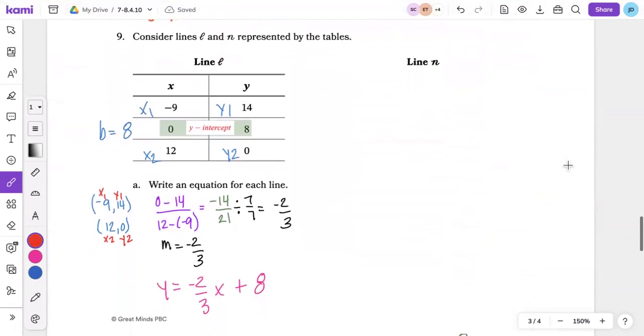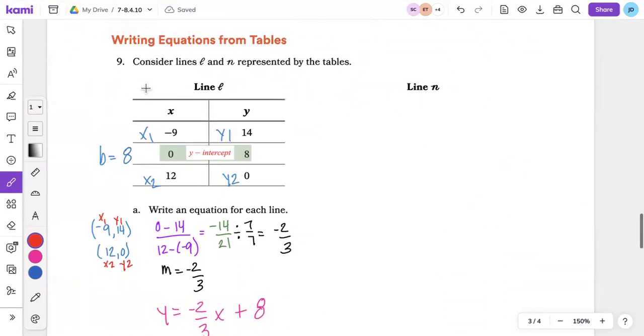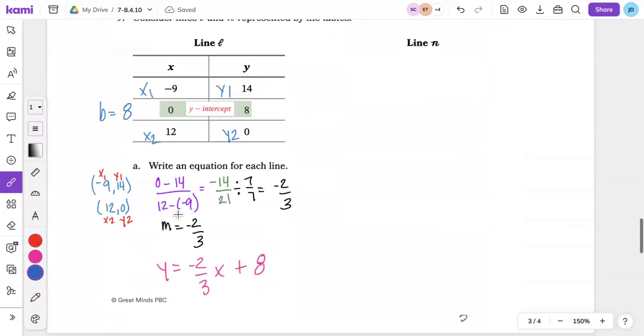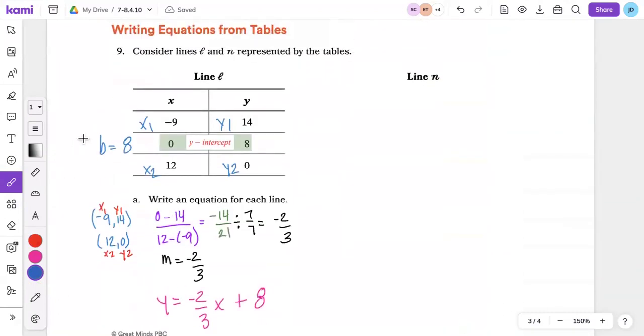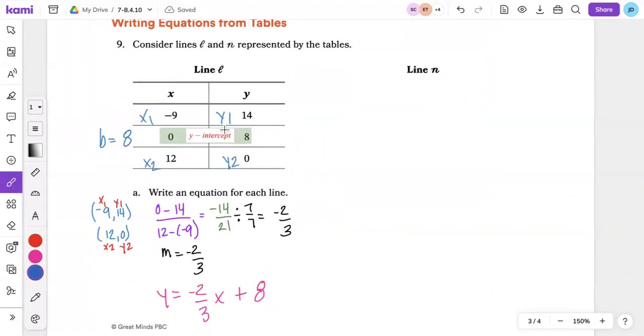So number 9 here, I'm going to talk you through real quick, and then you will do it on your own. So we have line L here, and it gives us the information in the form of a table. And what you need to find, if you go back to what I said here, you need your slope and your y-intercept. So that's what you're going to find from this table. So to find your y-intercept, it's really easy. We know that your y-intercept is any value in which x is 0, because that's going to put it on your y-axis. So your y-intercept here, 8. That's b. That's great. We've got our y-intercept.